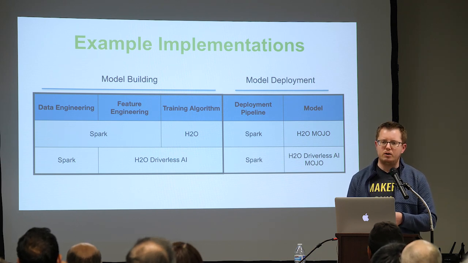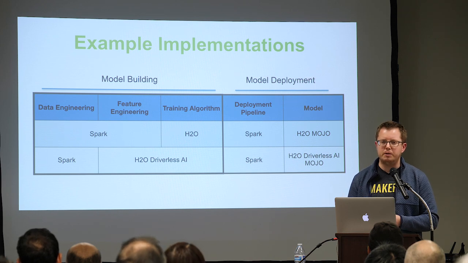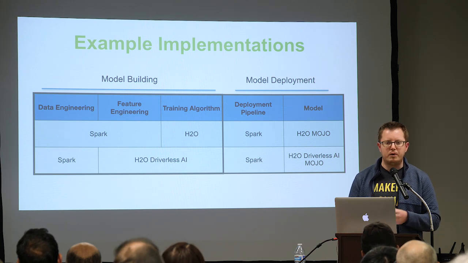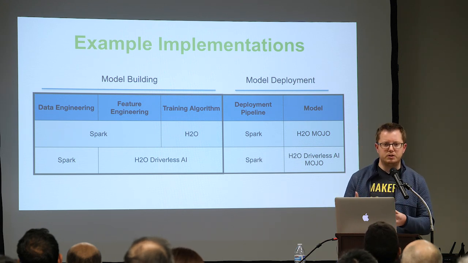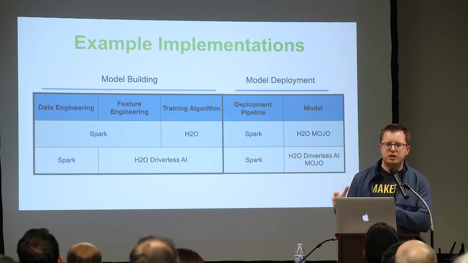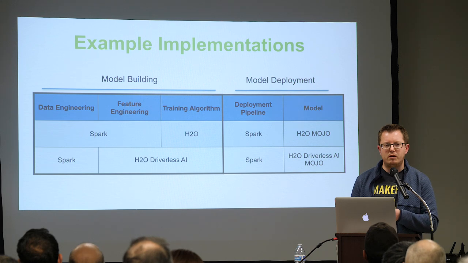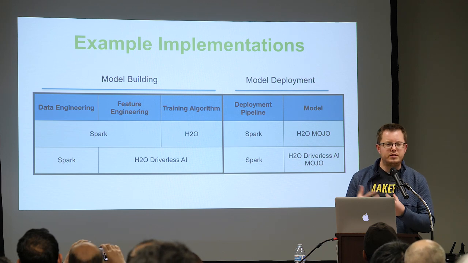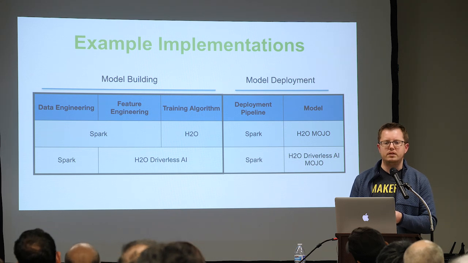So I would like to show you in this talk two examples. One example will use the open source stack. It will use a tool called Sparkling Water, and I will describe it later. It will combine Sparkling Water with the power of Spark for data engineering and feature engineering. We'll use Sparkling Water and H2O for model training, and then Spark streaming for deployment. In the second part, I would like to show you how to use our second tool, which is called H2O Driverless AI, which is the enterprise product, and how to do the same thing and deploy a Driverless AI model as a Spark stream.